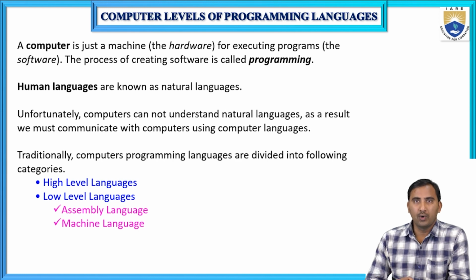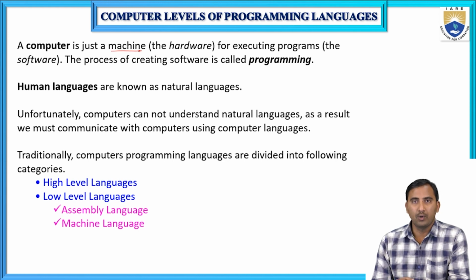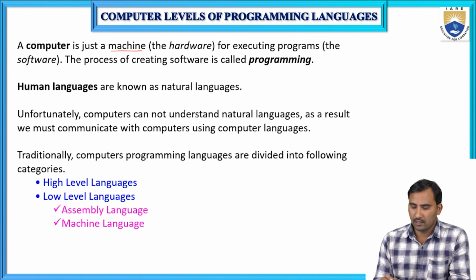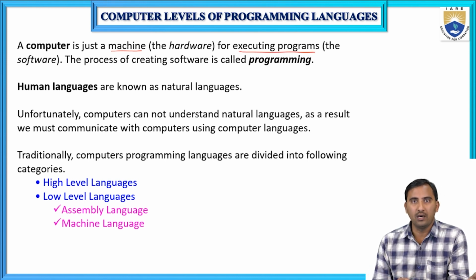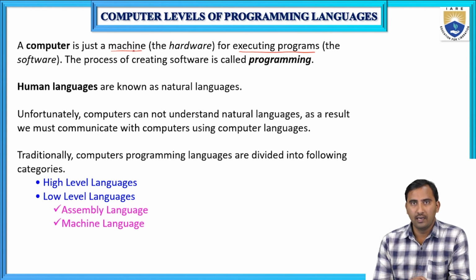A computer is just a machine, and it is made up of some electronic devices, that means hardware. The computer is a machine made up of hardware for executing the programs. That means in order to execute the programs, we have developed it. So a computer is just a machine made up of hardware, and it can be used to execute the programs.